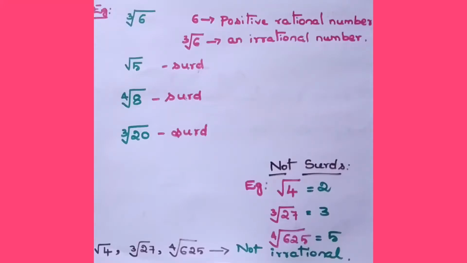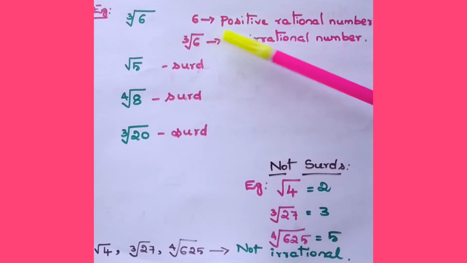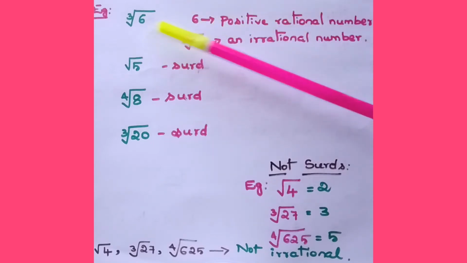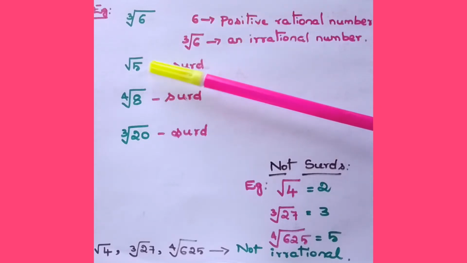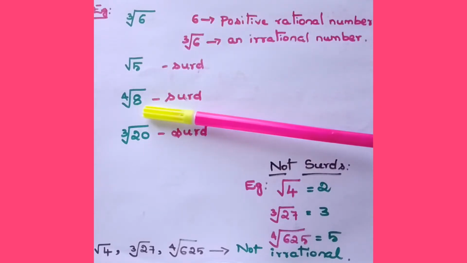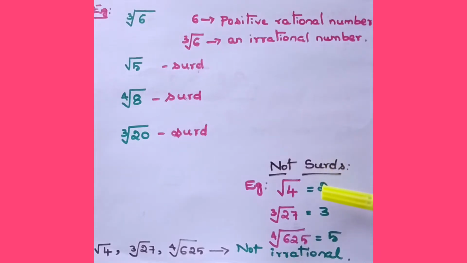So examples are cube root of 6. Here 6 is a positive rational number and cube root of 6 is an irrational number. So it is a surd. Square root of 5 is a surd. Fourth root of 8 is a surd. Cube root of 20 is a surd. We shall also check out which are the numbers which are not surds.